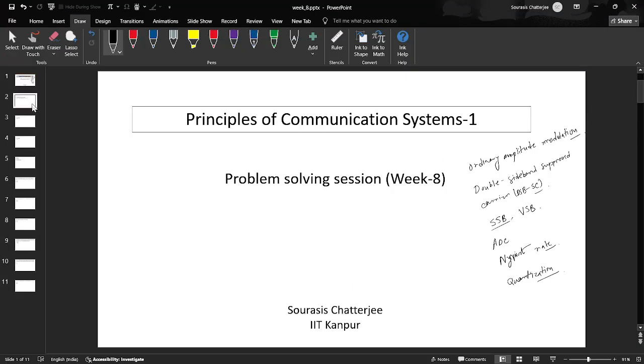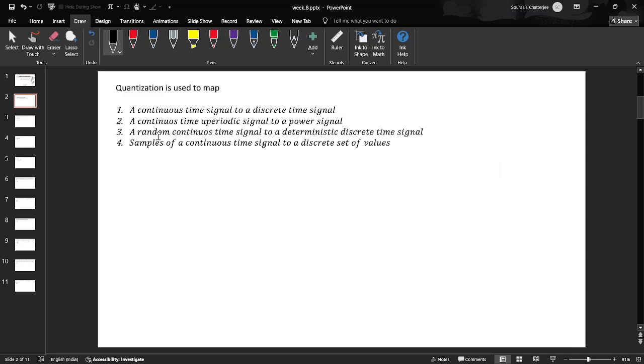So let us move to our first question. It is about quantization, and it basically asks what quantization is used for. Is it to map a continuous time signal to a discrete time signal, or to go from a periodic signal to a power signal, or to map a random continuous time signal to a deterministic discrete time signal, or is its goal to sample a continuous time signal to a discrete set of values? To understand that, let us briefly go back to what we did last time.